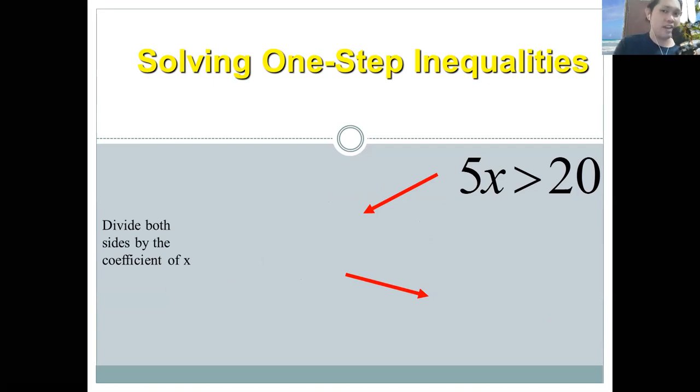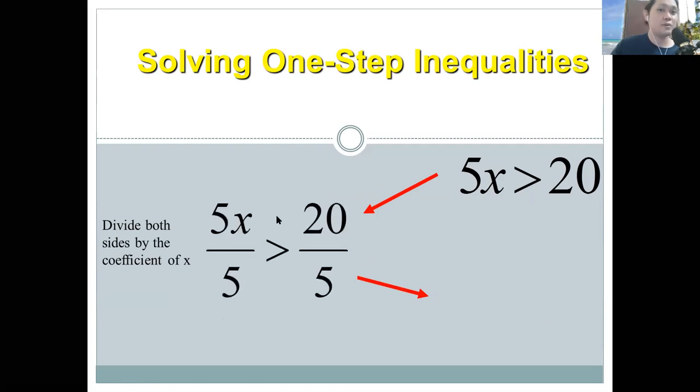So as you can see, 5x is greater than 20, then divide both sides by the coefficient of x, as how we do it in linear equation. So we divide both sides by 5, cancel 5, and then x is greater than 20 divided by 5, which is 4. So x is greater than 4. Let's see if our answer is correct. Correct, x is greater than 4.